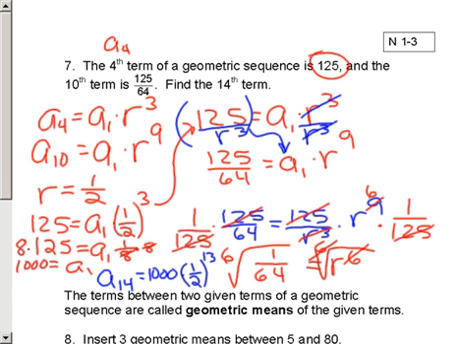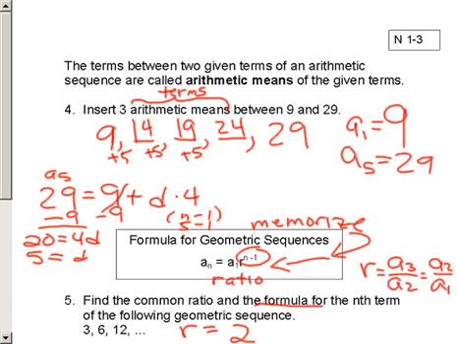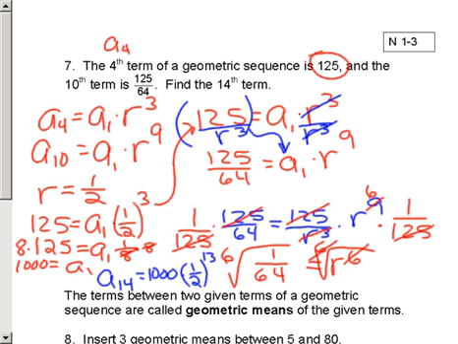So what is 1,000 times 1/2 to the 13th power? N minus 1. Your power is always your N minus 1. Your N is 14 minus 1. Can you give it to me as a fraction?